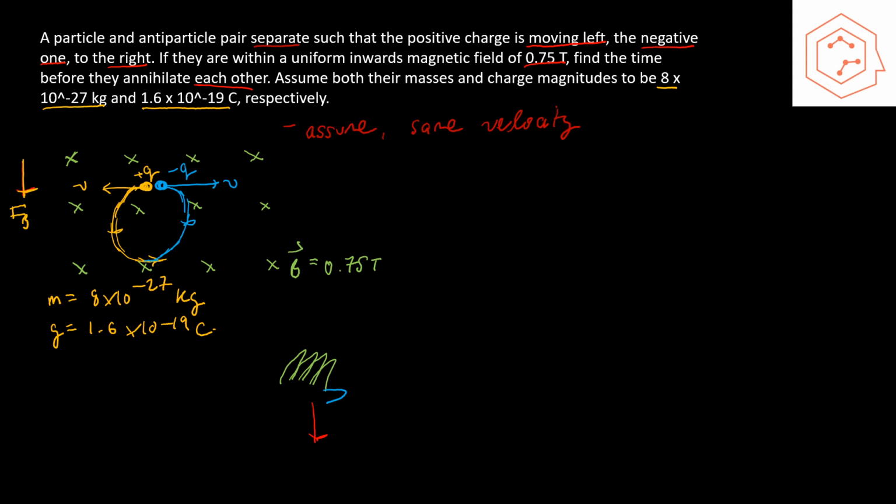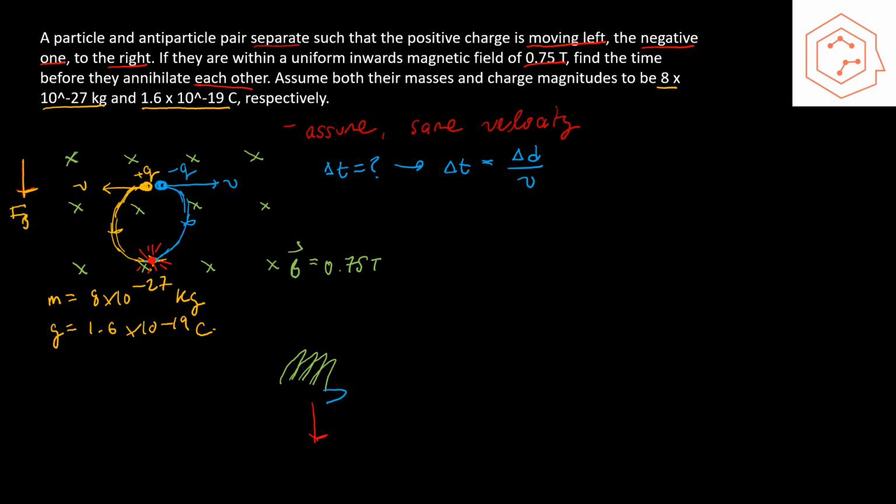Since they're moving at equal velocities, we know that they're going to meet on the other side of this circular path. So this is their meetup point, where they're going to essentially annihilate. And we want to find the time before this happens. So we're trying to find delta t. We know the velocity, and we know that an expression for the time is delta t equals delta d, which is the displacement, divided by the velocity.